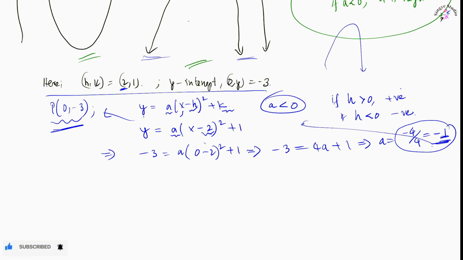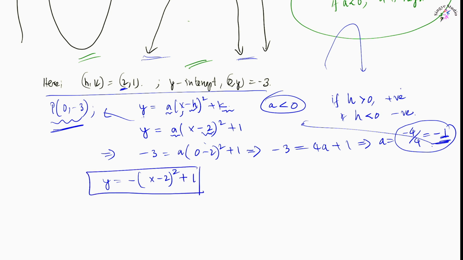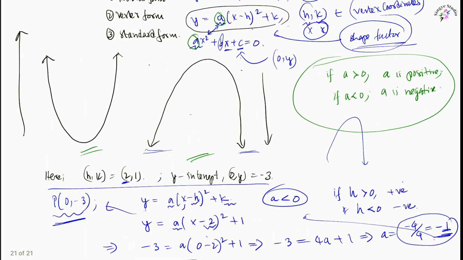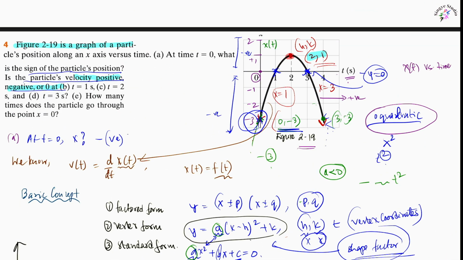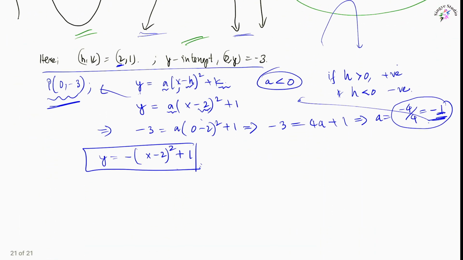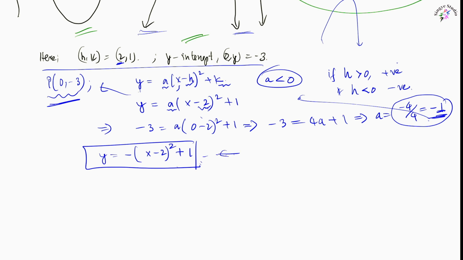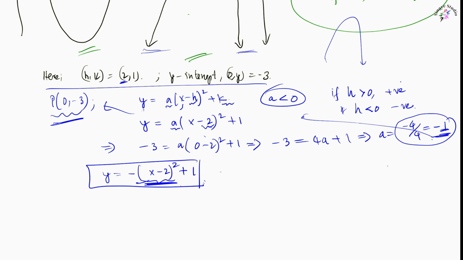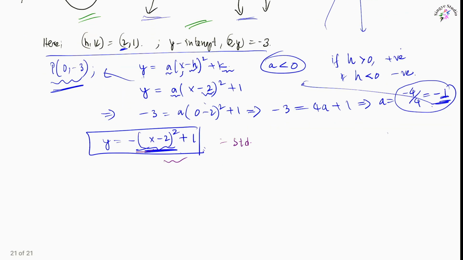Now the vertex form of the equation will be y equals negative 1 (x minus 2) whole squared plus 1. Okay, so this is the equation of the curve. Finally, we got the equation of the curve. Now from here we can also expand this to get the standard form. To expand from vertex to standard form, all we need to do is just expand this expression.